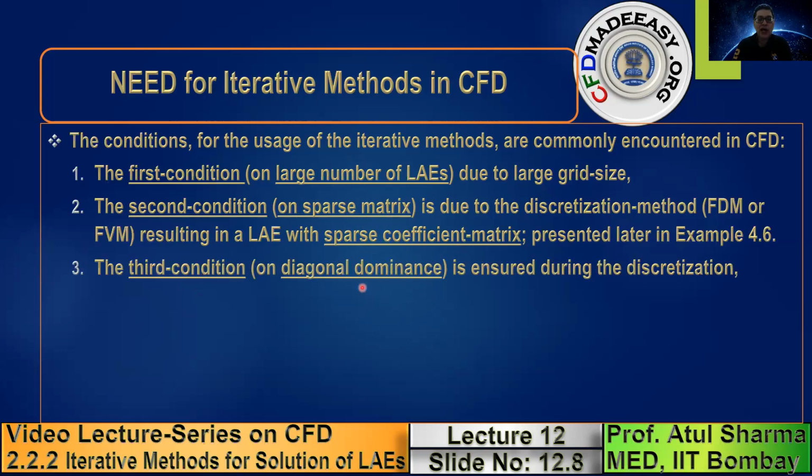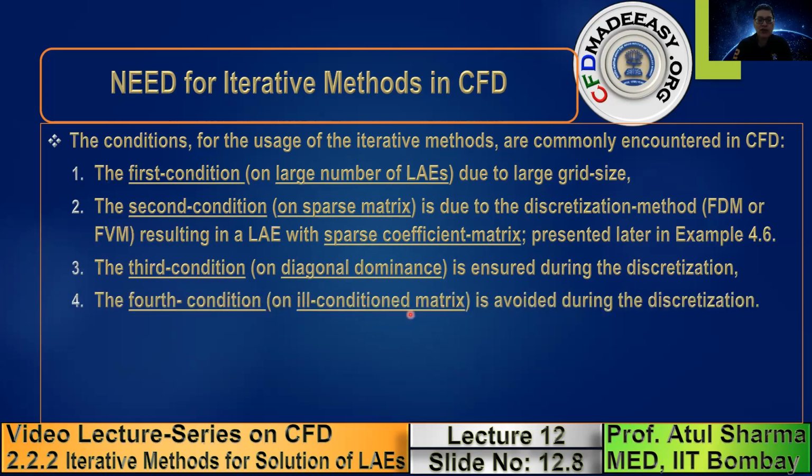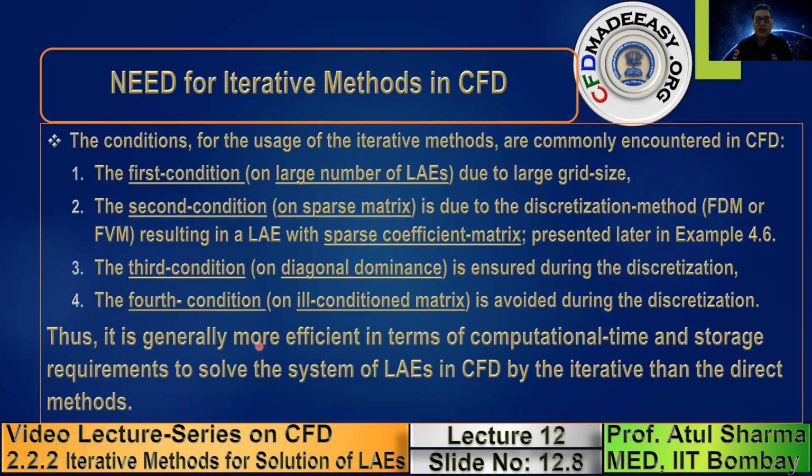And the third condition on diagonal dominance, we ensure during our algebraic formulation because we want to guarantee the convergence of the iterative methods. And the fourth condition of ill-conditioned matrix, we avoid during the discretization, because if it is an ill-conditioned matrix, then the determinant of the matrix will be zero and we will not be able to get the solutions in the iterative method. Thus, it is generally more efficient in terms of computational time and storage requirement to solve the system of linear algebraic equations in CFD by the iterative than the direct method. This iterative method is not only used in CFD, but it is also used in finite element methods.